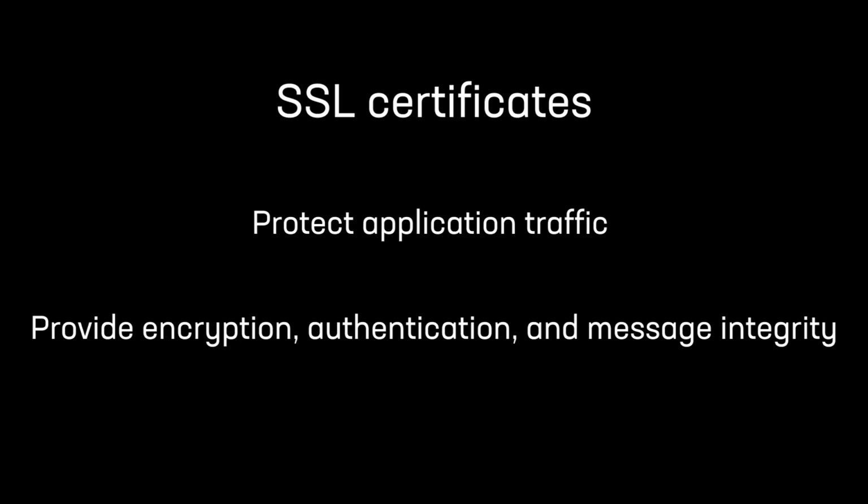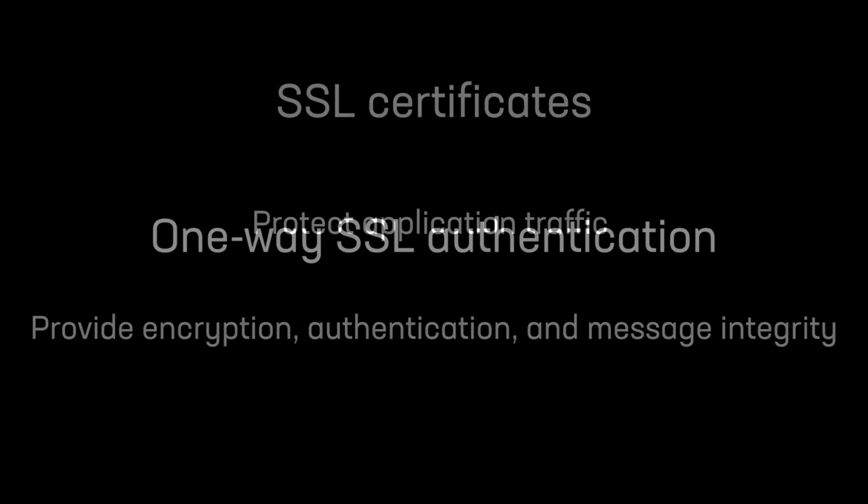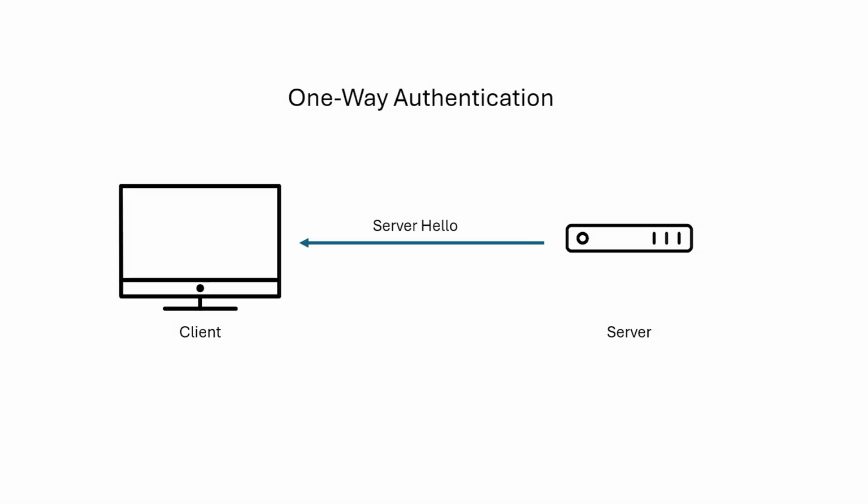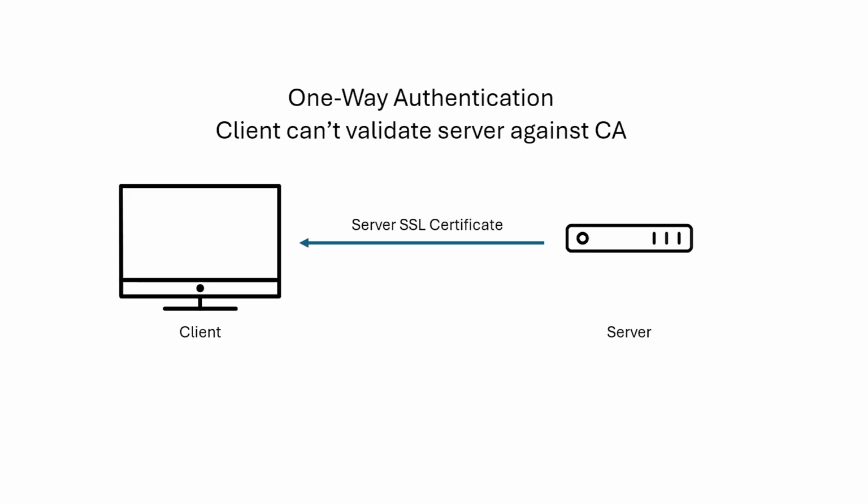SSL certificates protect application traffic by providing encryption, authentication, and message integrity. One-way authentication is the most common approach. In one-way authentication, when a client initiates an SSL connection to a protected application, the application sends its public SSL certificate to the client. The client validates that certificate by checking the signing certificate authority, or CA, against its trusted CA store. Upon a successful authentication, the connection is established. If the client cannot validate the certificate, the client stops the SSL handshake and abandons the connection attempt.